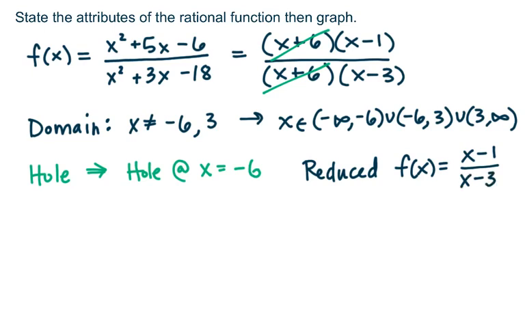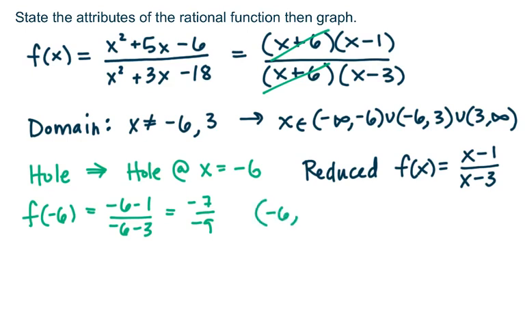And if I wanted to find the ordered pair for that hole, I would take my negative 6 and plug it into my reduced or smaller function. I can't plug it into the original function because the original function would give me 0 in the denominator, and that would be undefined. So, f of negative 6 gives me negative 6 minus 1 over negative 6 minus 3, which is negative 7 over negative 9. My hole occurs at negative 6, 7/9.